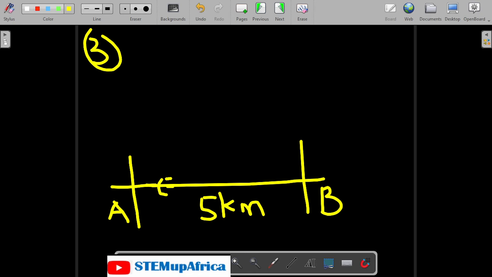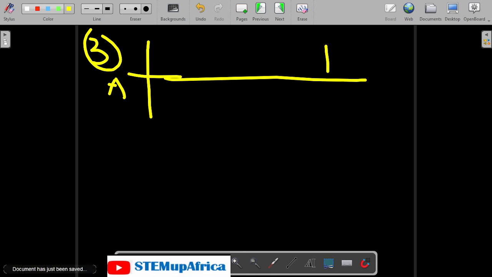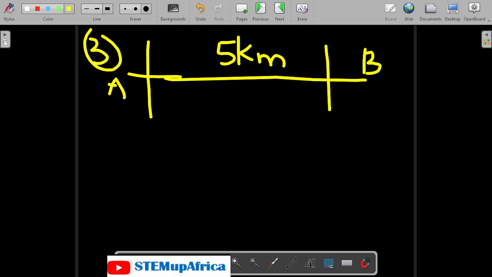Then travel 7 kilometers on the bearing of 162 to town C. So I will shift this drawing this way. This is A, and this is B. Here is 5 kilometers. So here is the north. From here you travel on a bearing of 162 degrees, 7 kilometers to town C.